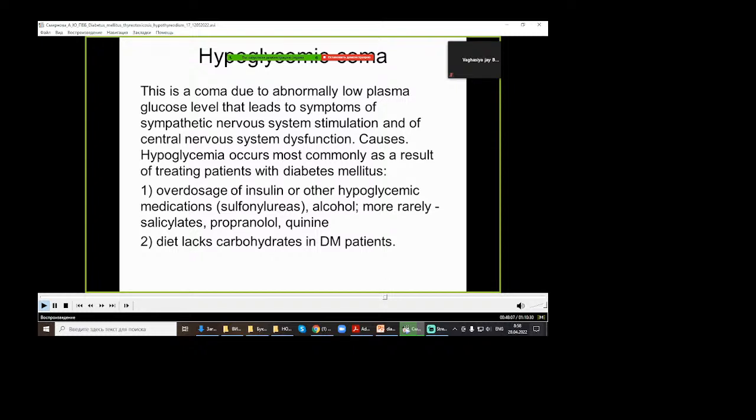Causes of this coma: hypoglycemia occurs most commonly as a result of treating patients with diabetes mellitus, for example, overdosage of insulin or other hypoglycemic medications, alcohol, more rarely salicylates, beta blockers, and a diet lacking carbohydrates in diabetes mellitus patients.